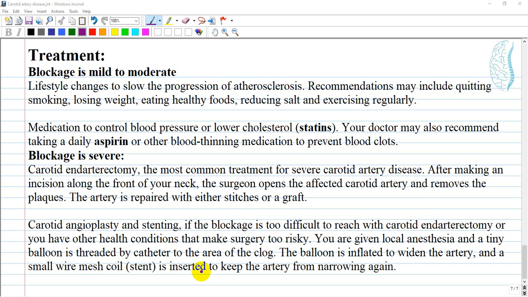So this wire mesh coil is introduced, and with the balloon inflated it gives the artery a permanent shape, and of course restores the circulation of blood in this area.